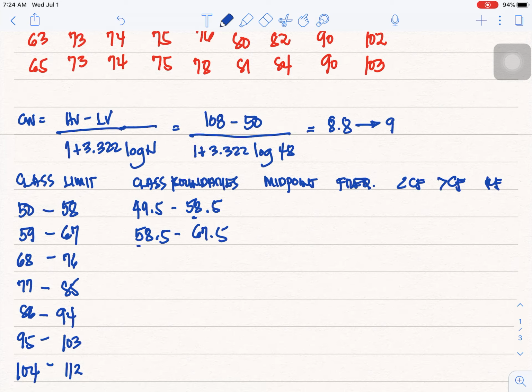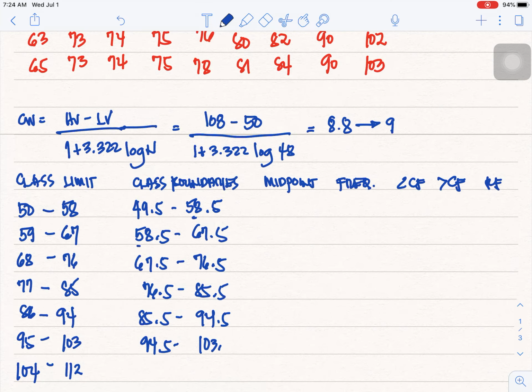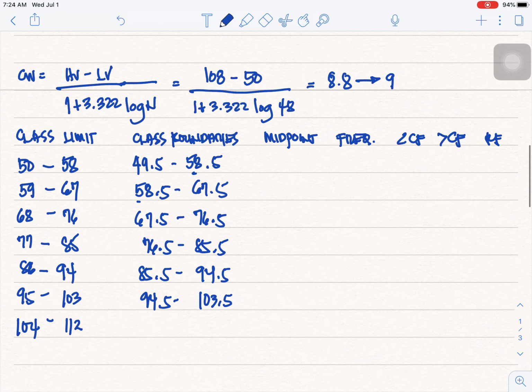Okay, so that makes it continuous. The next we have 67.5 to 76.5, 76.5 to 85.5, 85.5 to 94.5, 94.5 to 103.5, then 103.5 to 112.5.